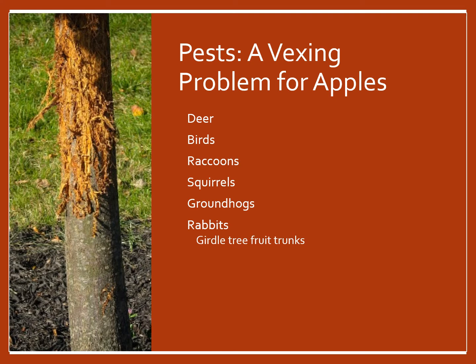Some pests that we have to think about with our fruit trees, especially for apples, are deer. You can see this picture here where deer will rub their antlers on the bark and actually tear it off and girdle the tree. Birds are another one that will actually eat the fruit, peck holes in it, especially apples, especially red apples. Raccoons are another one. Squirrels are another one. They'll climb the tree and eat the fruit. Groundhogs will burrow under and around the tree. They'll also eat the fruit that falls on the ground.